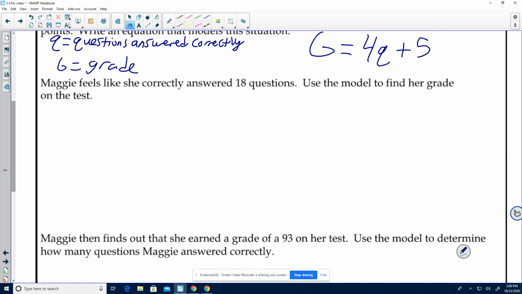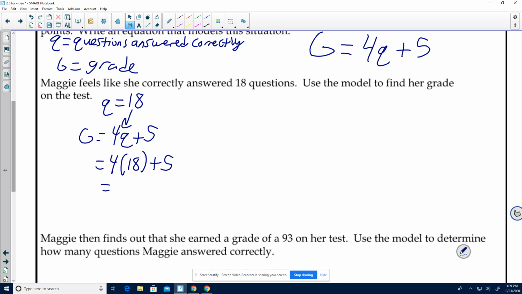Okay, Maggie feels like she answered 18 questions correctly. Use the model to find her grade on the test. So they're telling us that Q is 18. So we're going to take our equation and plug 18 in for Q. So we have 4 times 18 plus 5, and that's going to give us 77. So if Maggie answered 18 questions correctly, she's going to get a 77 on her test.